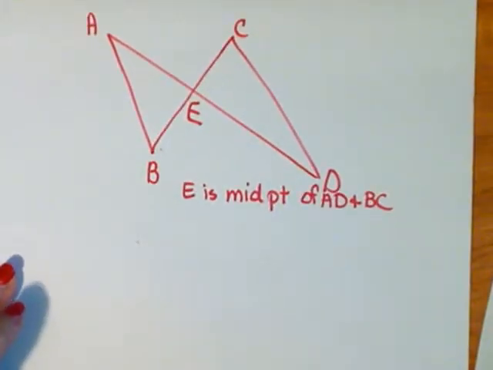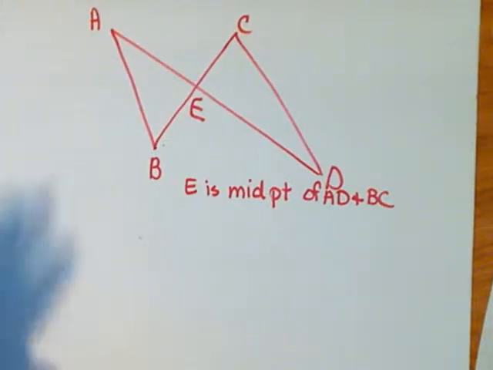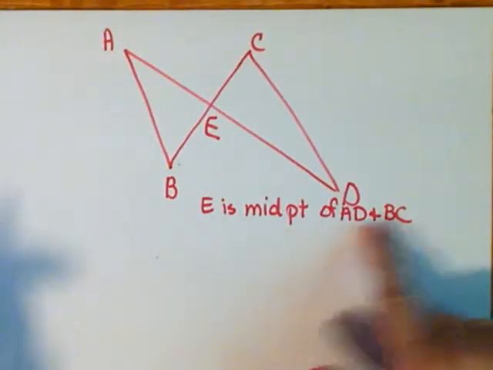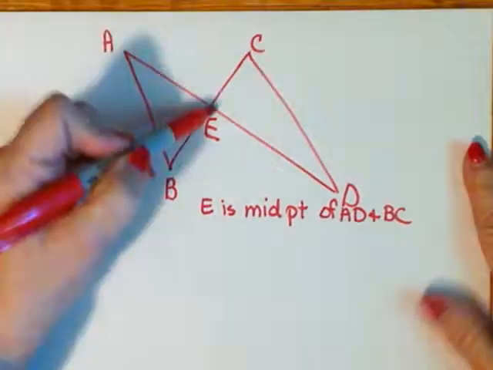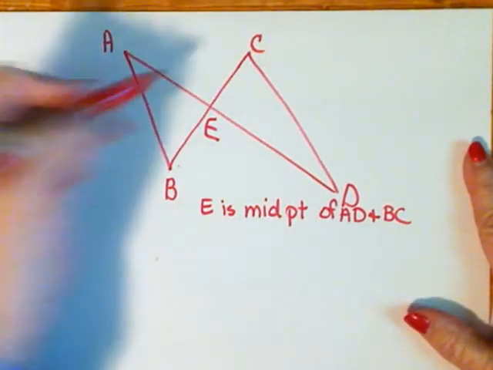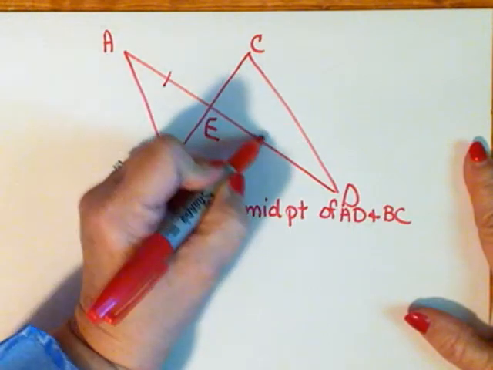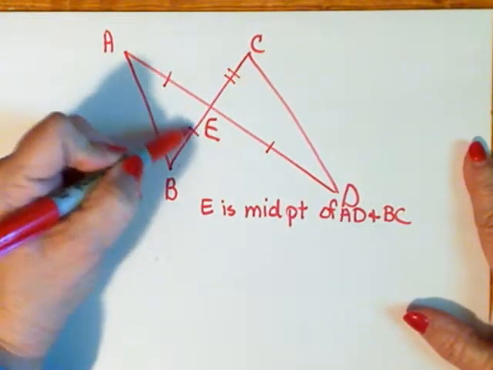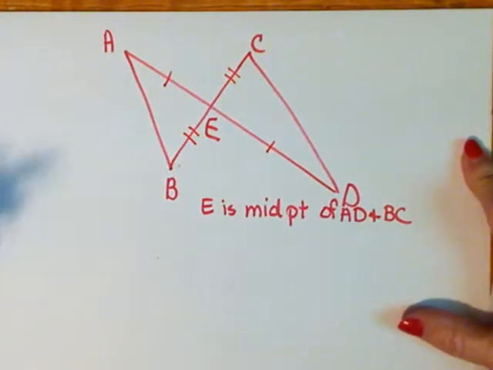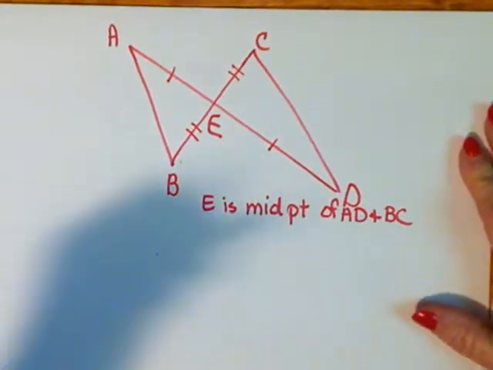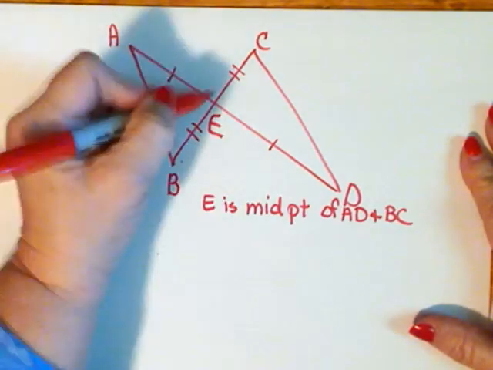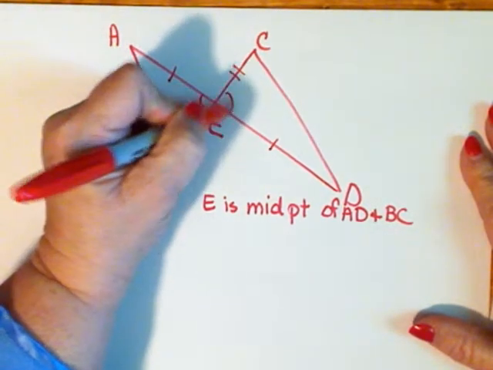Okay, let's take a look at this picture. The only thing we know is that E is the midpoint of AD and BC. So if E is the midpoint of both of those segments, then this segment is congruent to that one, and this segment is congruent to that one. Well, it appears that I only have two segments, but I also have vertical angles here, so I know they're congruent.